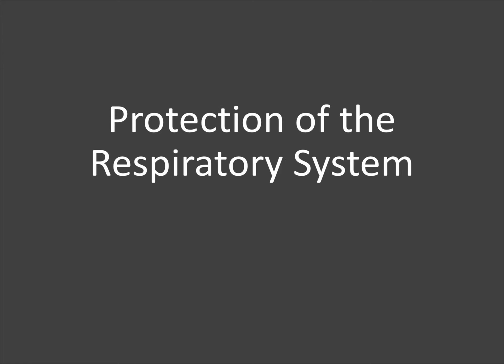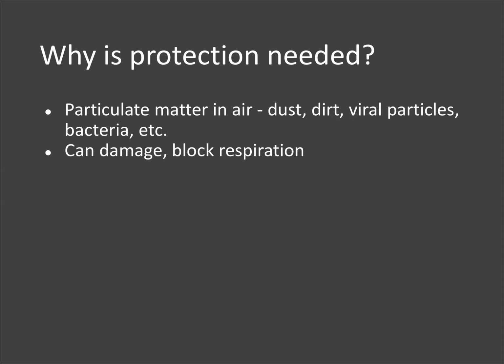In this video, we're going to talk about some of the ways that the respiratory system protects itself and other structures in the body from potentially dangerous materials. So first of all, the question is, why do we need protection with our respiratory systems? That's because there is all sorts of particulate matter in the air. The air is full of dust, dirt, viral particles, bacteria, and other chemicals and compounds that could potentially cause damage, not only to the respiratory system, but to other parts of the body if it were able to get into other tissues.